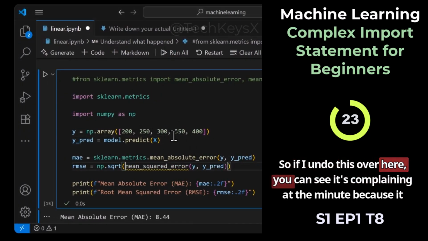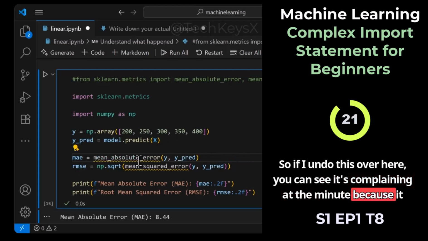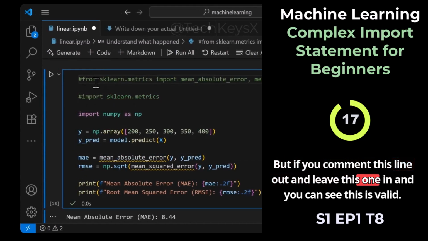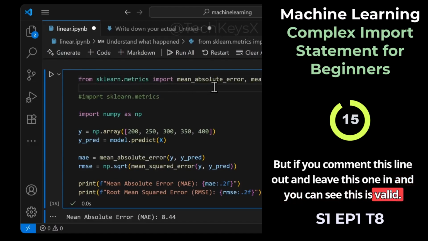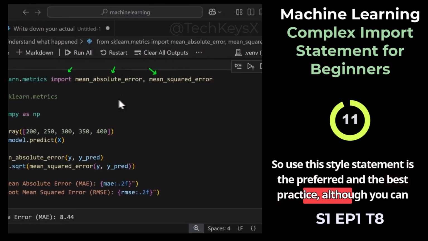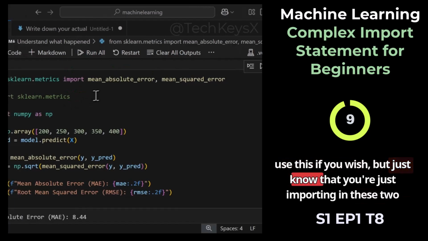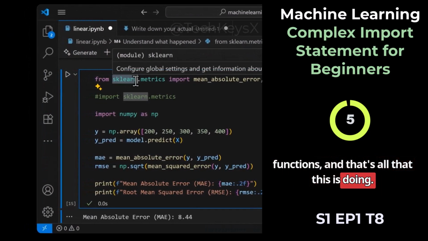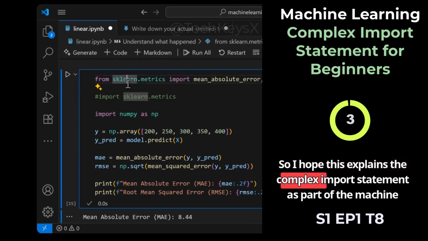So if I don't do this over here, you can see it's complaining at the minute because it can't find that function. But if you comment this line out and leave this one in, you can see this is valid. So using this style of statement is the preferred best practice, although you can use this if you wish. But just know that you're just importing these two functions, and that's all this is doing. So I hope this explains the complex import statement as part of machine learning in Python.